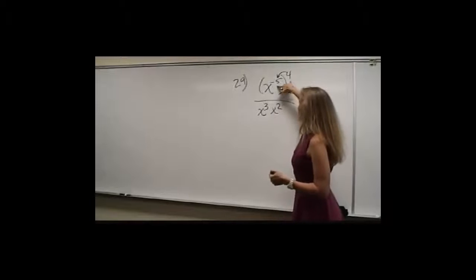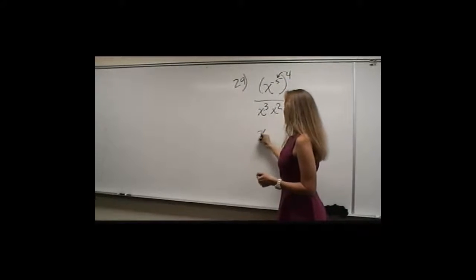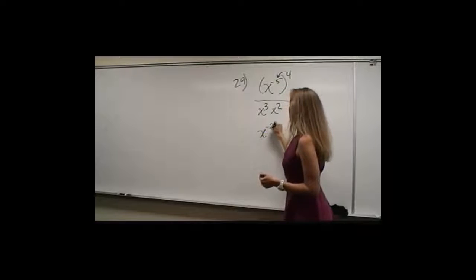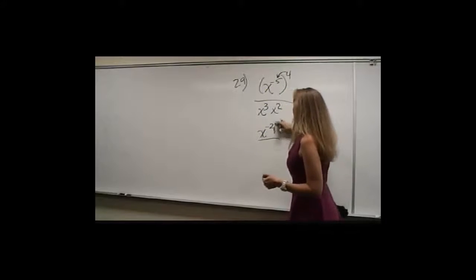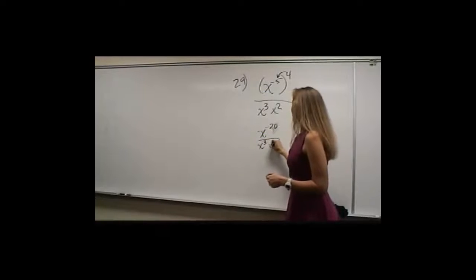So right here, I see exponents. I'm going to raise it to the 4th power, and the behavior that it's going to exhibit is that I'm going to multiply those two things together. So I have x to the -20. And then I'm going to keep my x cubed, x squared.